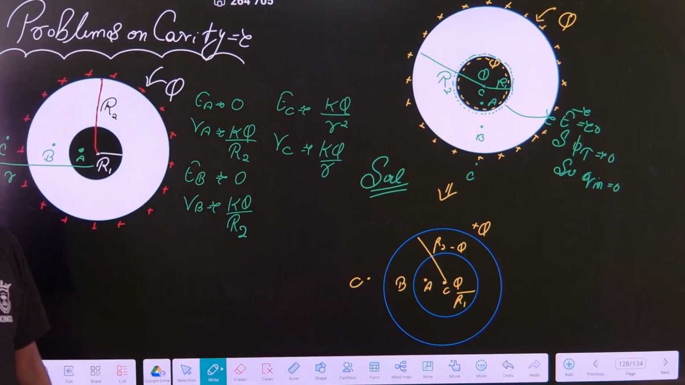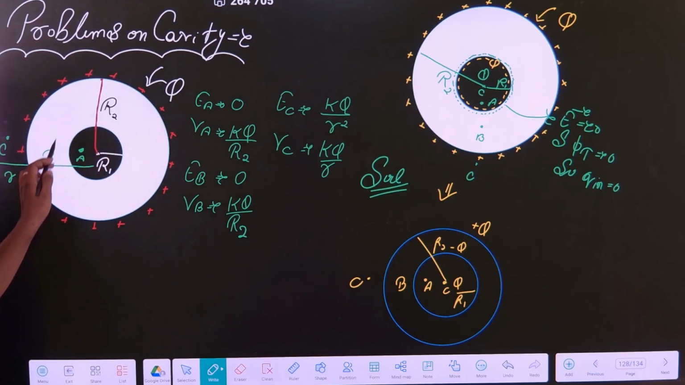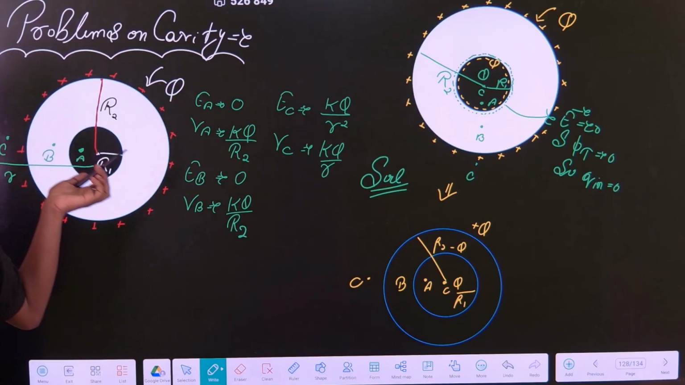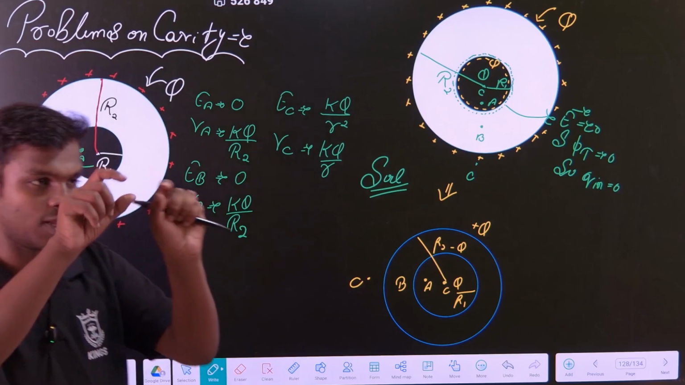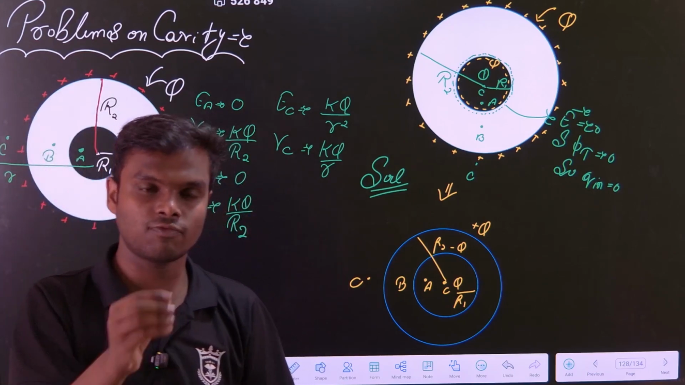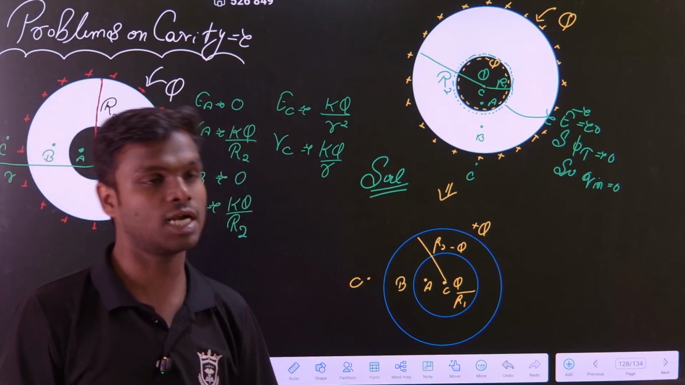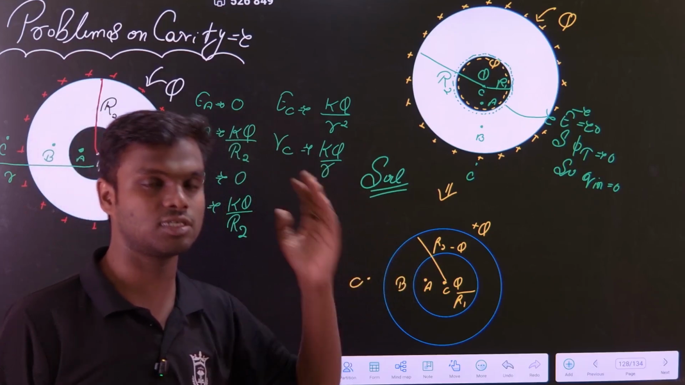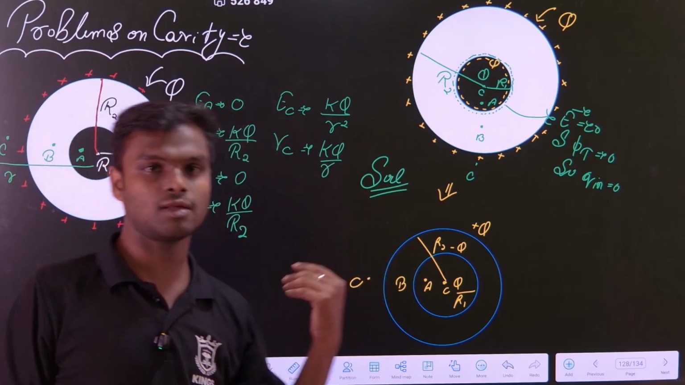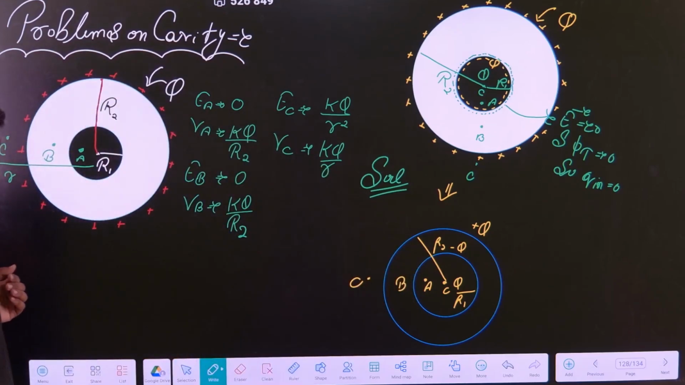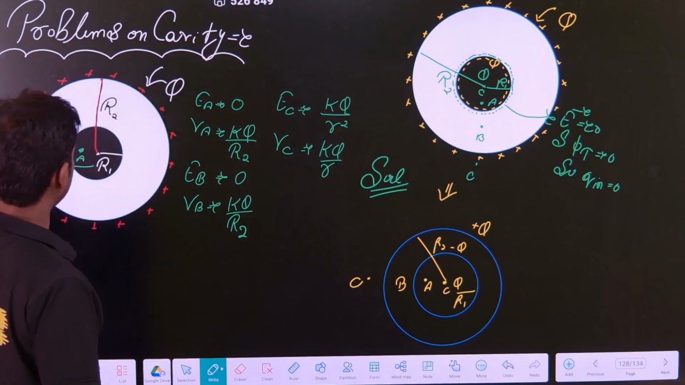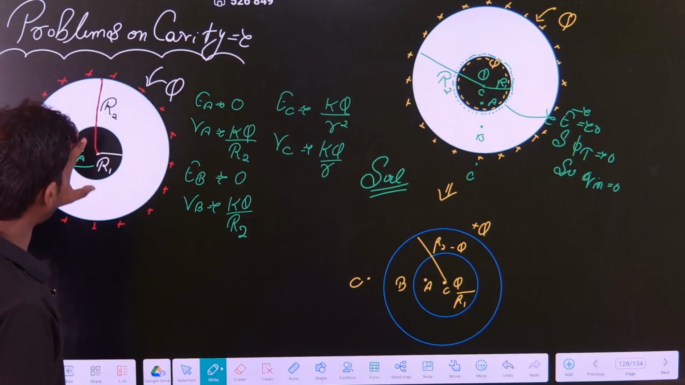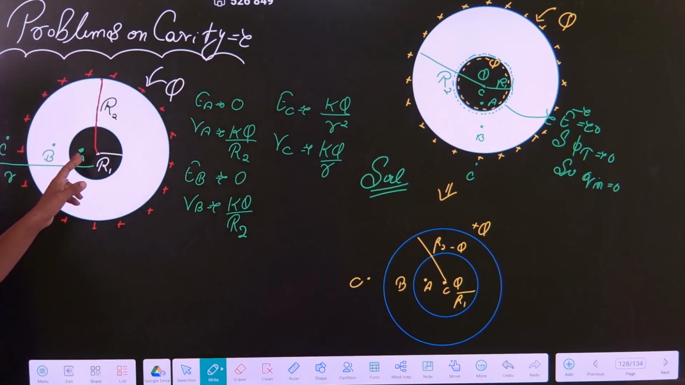There is a reason for it, because if you take the Gaussian surface in this region, you will get electric field equal to 0, because whenever there is a material, the electric field has to become 0, and we have discussed the reason in the previous lectures. If anyone has a doubt, go and see the previous lectures. So this charge will be distributed uniformly. If I want to calculate the electric field at point A, what is the electric field at point A?